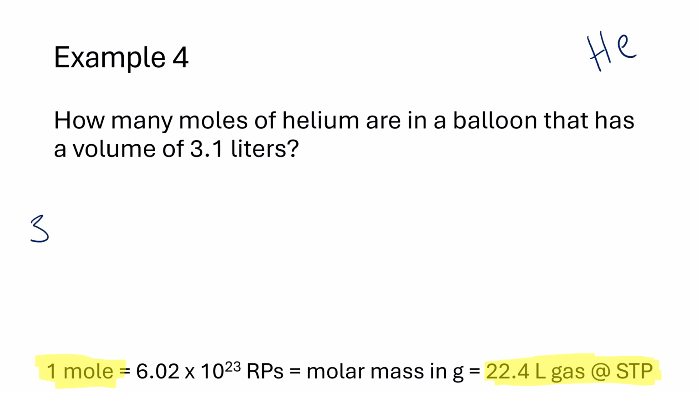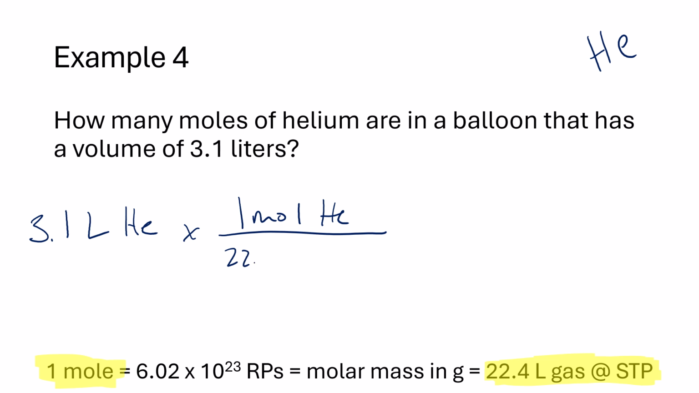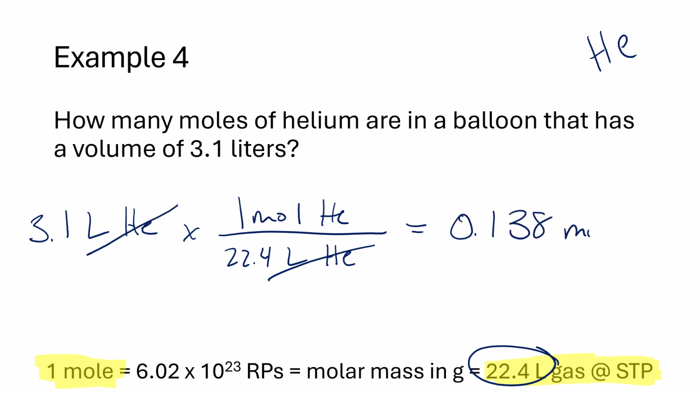I'm starting with 3.1 liters of helium. And I want what I want on top and what I'm given on the bottom. So I will put 1 mole of He on top and 22.4 liters. That's the number I get down here on the bottom. That way these liters will cancel, and I'm left with 0.138 moles of He. So this problem could be complicated, but since I know these equivalents, it's not so bad.